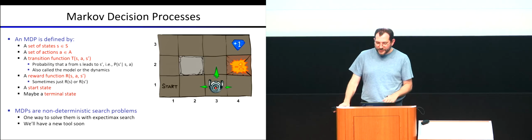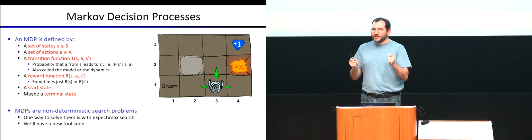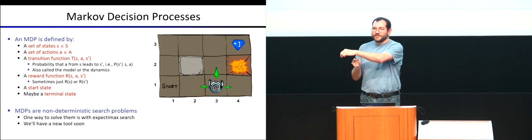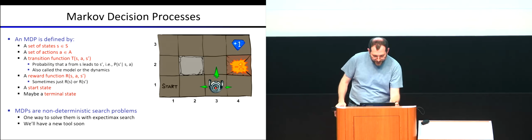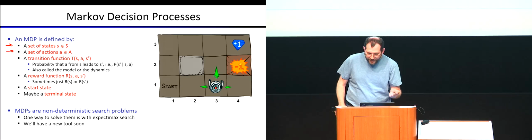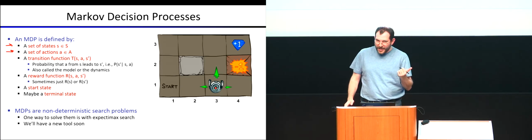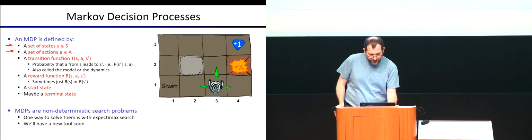There are states and there are actions. The difference is that in search, when you're in a state and you take an action, there is a successor state and a cost. In an MDP, there's not just one successor state, there are multiple. So we've got our states like before, we've got our actions like before. But now, if I'm in state S and I choose action A, there may be multiple states S prime that can occur as a result.